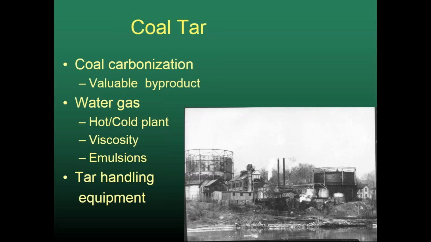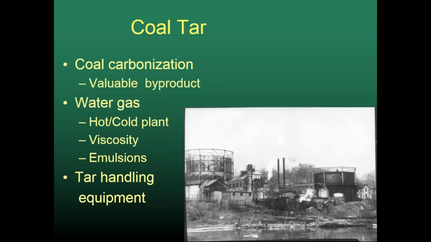Unfortunately, they developed a process called the water gas process, which created a higher BTU gas for distribution, and it used petroleum as the feedstock. Unfortunately, the water gas process created a much less valuable tar. It formed an emulsion with water, so it was very difficult to handle. It had a lower viscosity, so once it got out into the environment, it moved through the ground more easily.